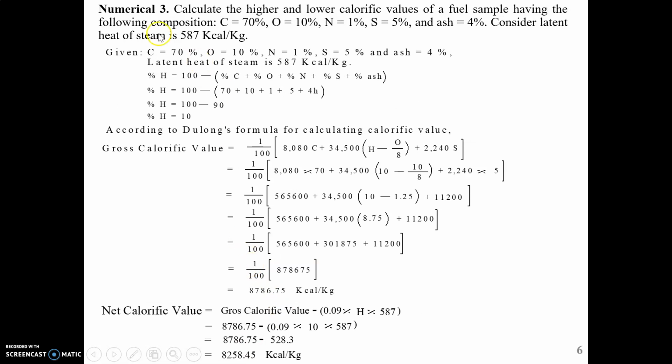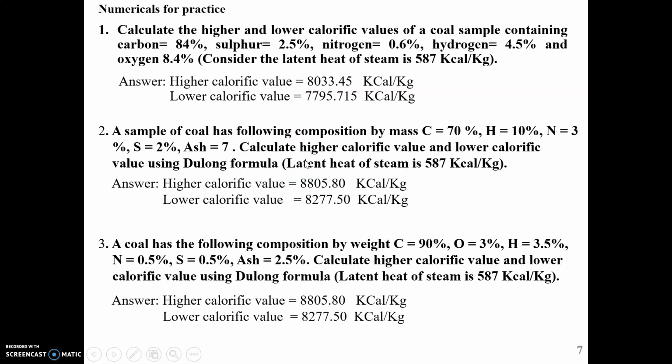Same way, numerical third we have solved here. You can study it for your reference, and these are the numericals for practice, along with answers provided to you. You practice these numericals and clarify your concept.